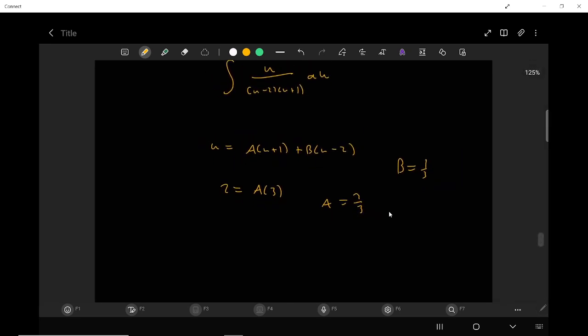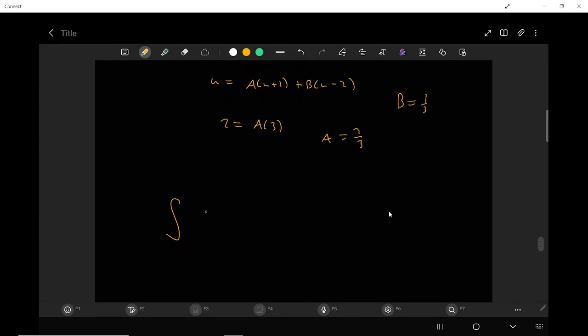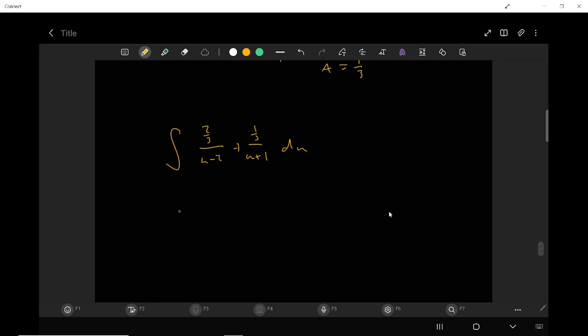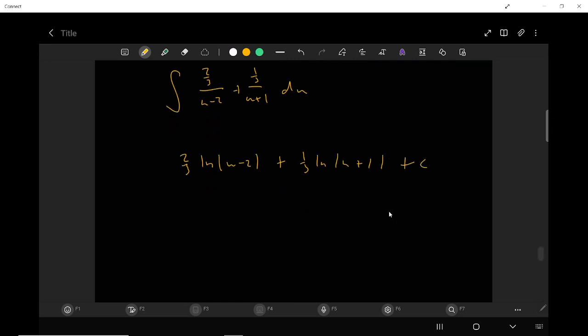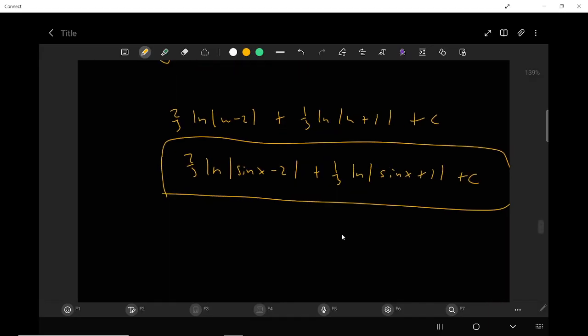So it's the integral of a over u minus 2 plus b over u plus 1, and a was 2 thirds, b was a third, du. This is going to be 2 thirds ln of u minus 2 plus a third ln of u plus 1 plus c. And then you just substitute: 2 thirds ln of sine x minus 2 plus a third ln of sine x plus 1 plus c.